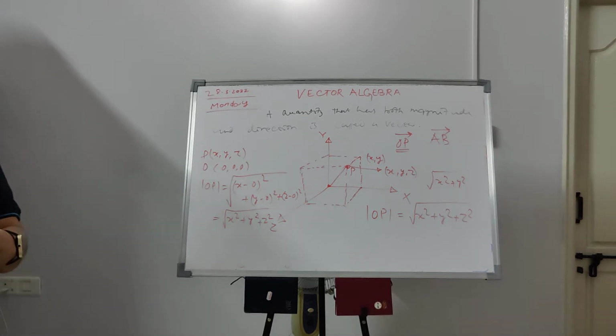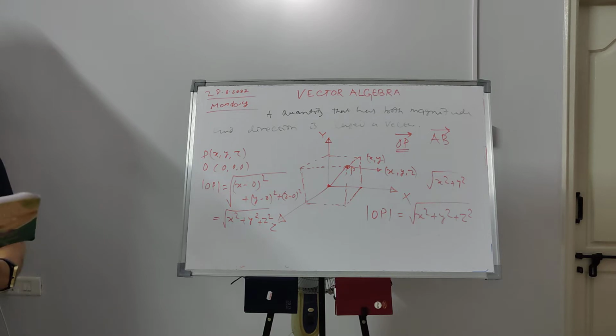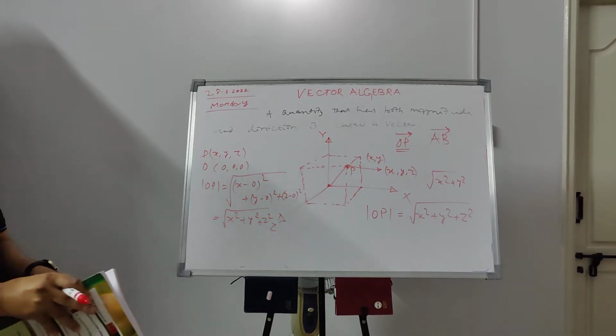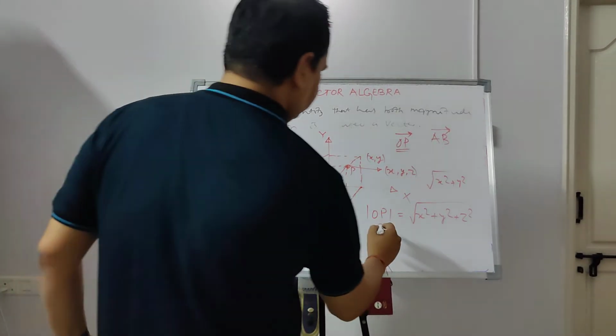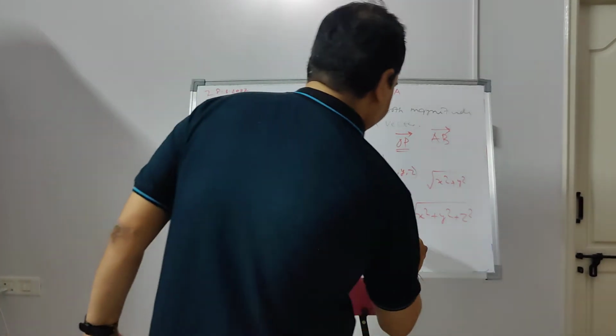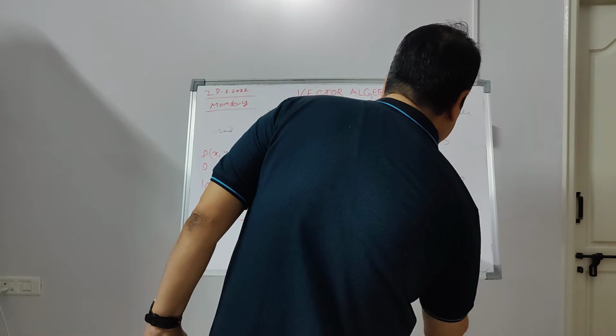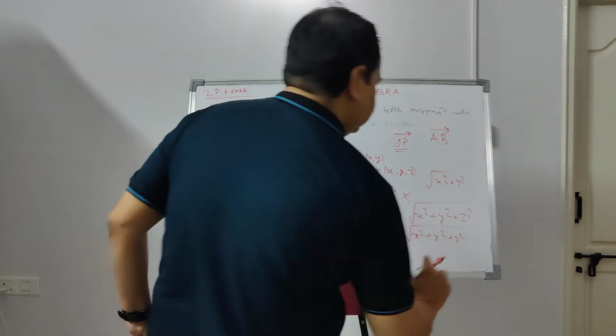Now we know that, and there is something called the direction cosine. So what is direction cosine actually? This magnitude we can otherwise call r, the square root of x square plus y square plus z square. This is the magnitude.